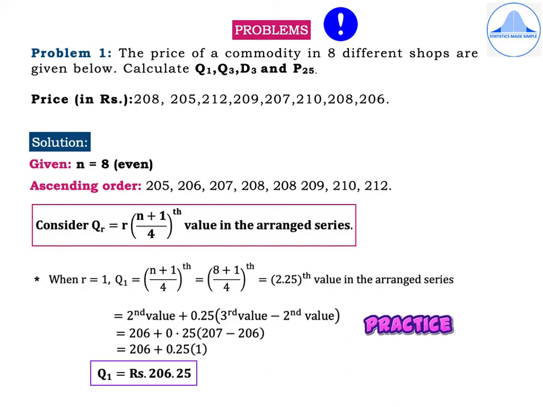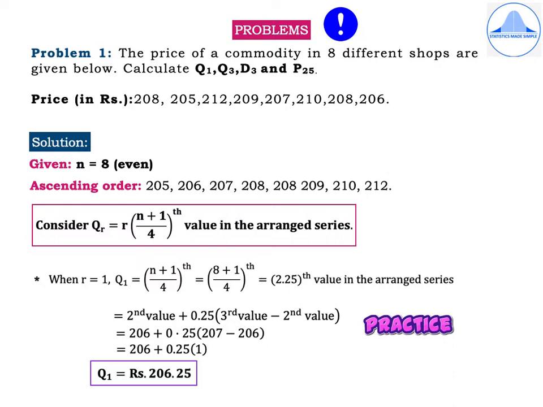Solution. Let us first write down the total number of values which are given, and the data given is raw data. So write given n equal to 8, within brackets write even. Now the first step is to arrange the data in ascending order. The values are 205, 206, 207, 208 is repeated twice, 209, 210 and 212.